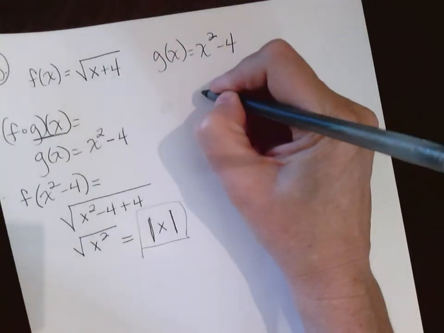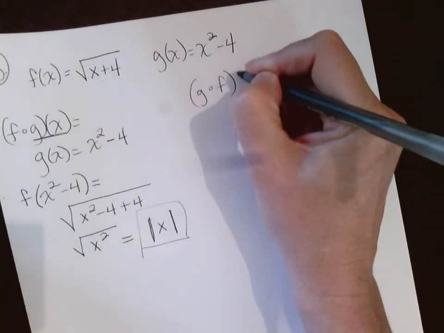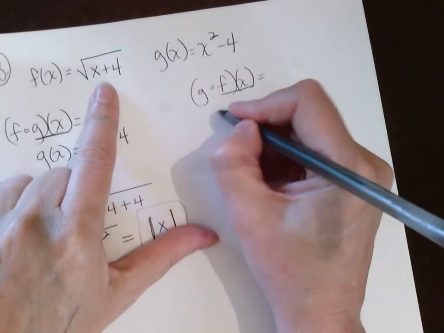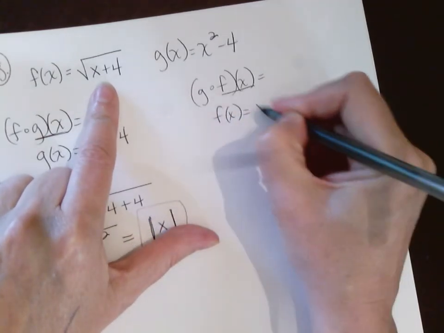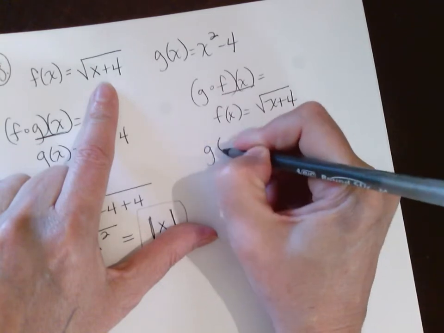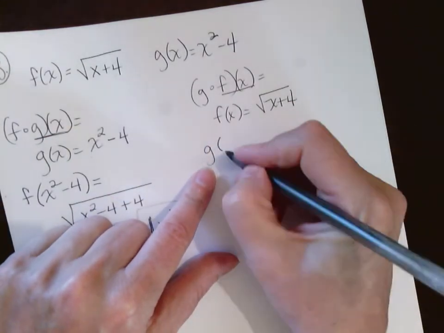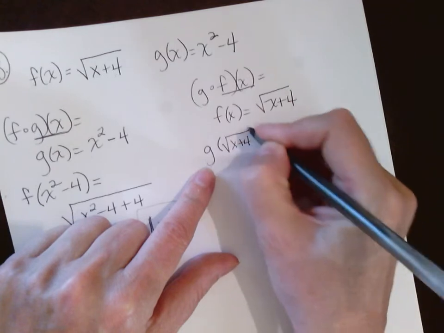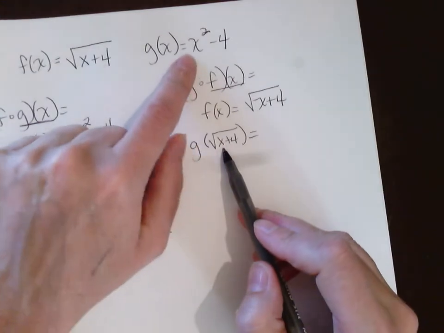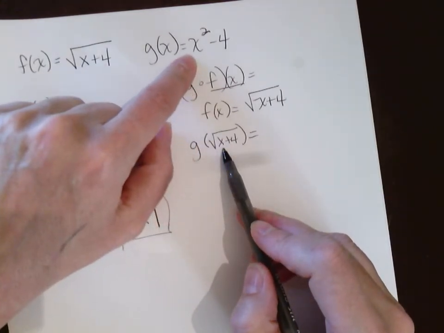Then find it the other way around. g of f of x. So the first thing I find is f of x, which is this right here, square root of x plus 4. Now, bring down my g, and I'm finding g of that answer. So g of the square root of x plus 4, which means go to my g function, which is here, and wherever I see x, I'm going to put the square root of x plus 4.